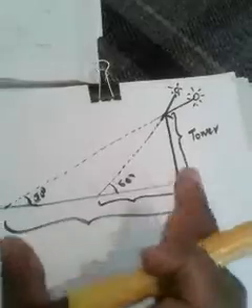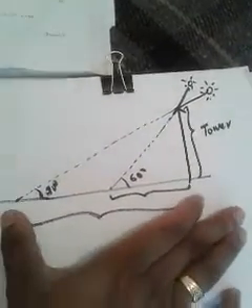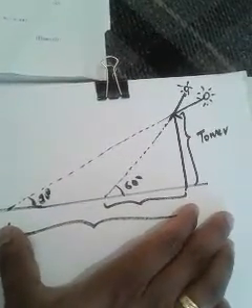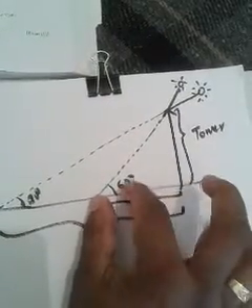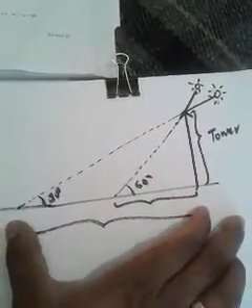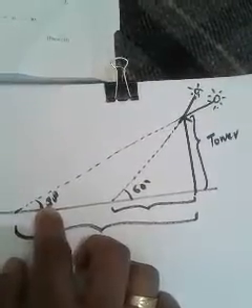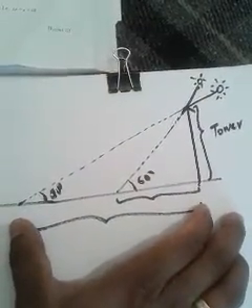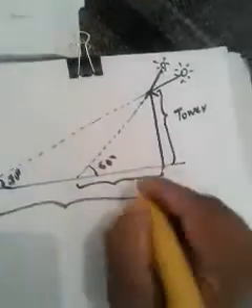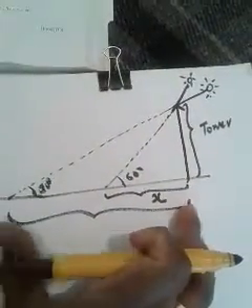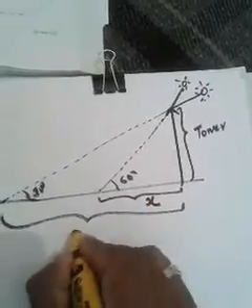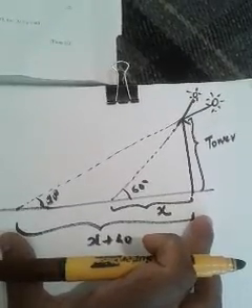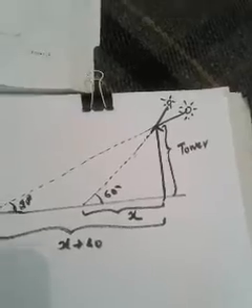Once again repeating the question, it is directly saying that the length of the shadow when the sun's altitude is 30 degree is 40 meter more than the length of the shadow when the sun's altitude is 60 degree. That means in short, this is 40 meter. This is the shadow when the sun's altitude is 30 degree, and this is the shadow when the sun's altitude is 60 degree. So in the question it is given that this is 40 meter more than this. Suppose this is some x. This is going to be 40 meter more than x, that means x plus 40. This is x and this is x plus 40. That is given in the question.